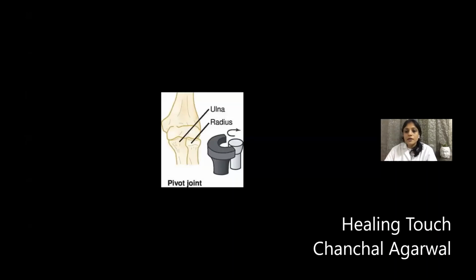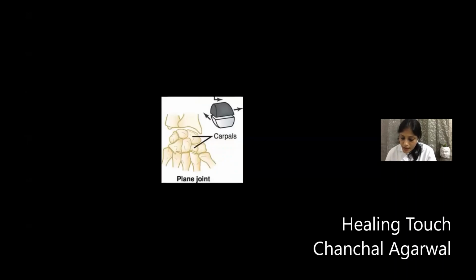pivot joint का एग्जांपल हमने देखा था द फर्स्ट एंड सेकंड वर्टिब्रा. फर्स्ट एंड सेकंड वर्टिब्रा के बीच का जो जॉइंट है पाइवट जॉइंट, बट यहाँ पर रेडियस अल्ना का दिखा रखा है, उसे भी आप समझ लो। तो दो बोन्स के बीच का जो जॉइंट है that is your pivot joint। This is plain joint or the gliding joint, you can call it gliding joint also. This is on the carpals.